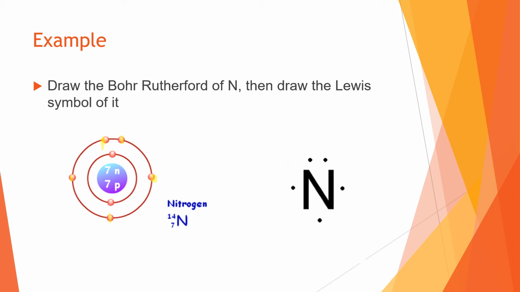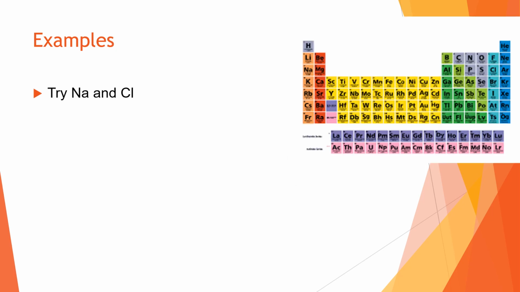Okay, so in this second orbit here, that represents the valence electrons. So nitrogen has 5 valence electrons. Okay, so when you go to do the Lewis dot diagram, all we need is the symbol for nitrogen. And then now we're going to, without orbits, just place those 5 valence electrons in the exact same order. So 1, 2, 3, 4, 5. Okay, we'll try a couple more.